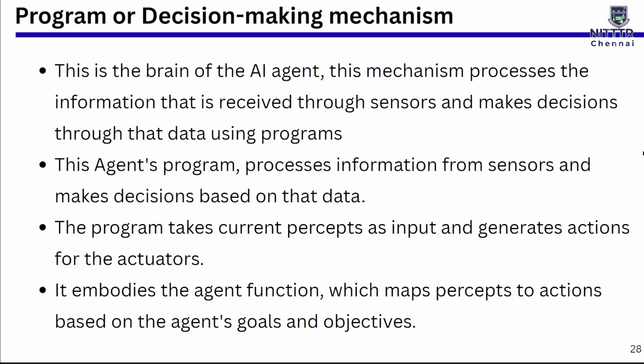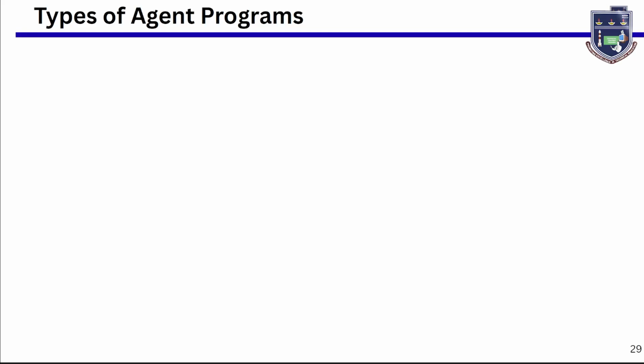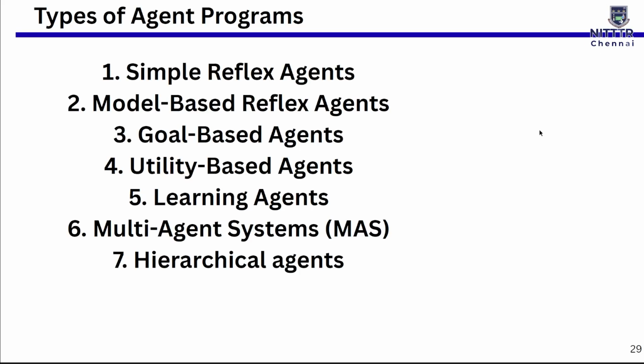The program takes the current percept as input and generates actions for the actuators. It embodies the agent function, which maps percepts to actions based on the agent's goals and objectives. Various types of agent programs exist, such as simple reflex agents, model-based reflex agents, goal-based agents, and utility-based agents. These programs differ in how they process the percept and generate actions depending on the agent design and task requirements.